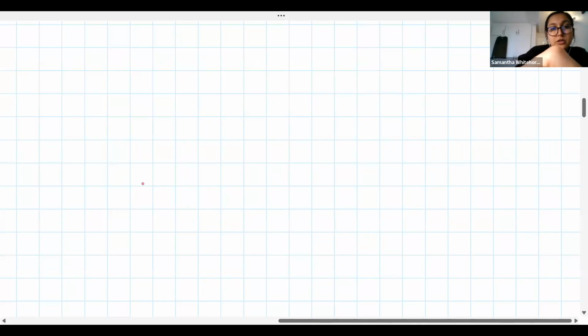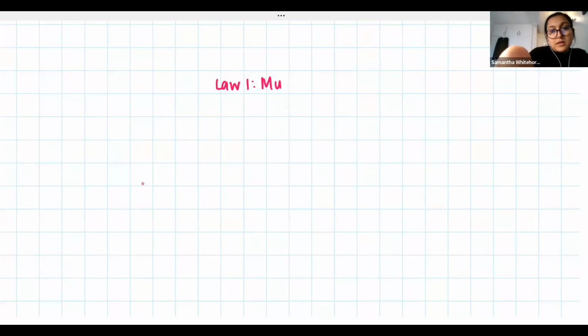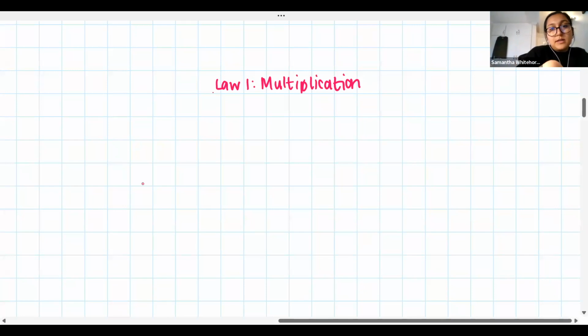Right, so our first law of exponents deals with multiplication. Guys, when I'm done with this, I would definitely take a screenshot of these laws so that you have almost like an information sheet that you can always refer back to.